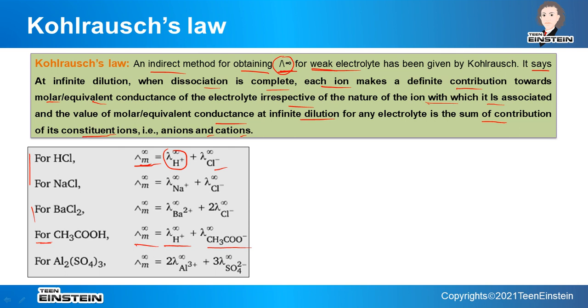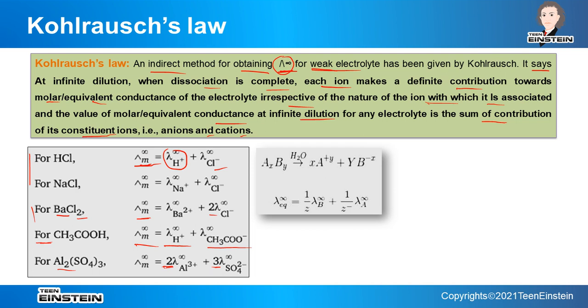And here one thing you have to notice: here it is molar conductance. Fine, lambda m, 1 cation, 2 anion. So that is why it is 2 into lambda infinite of Cl minus. Similarly for Al2(SO4)3, it is 2 cations, so the coefficient is 2, and here it is 3 because we have a total of 3 sulfates. So in this way we can calculate.